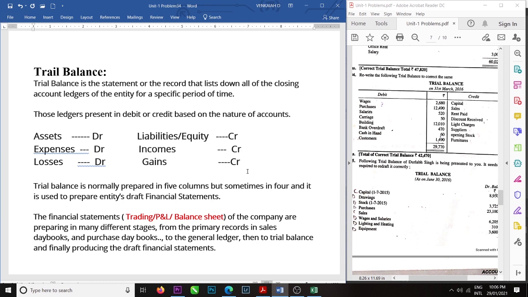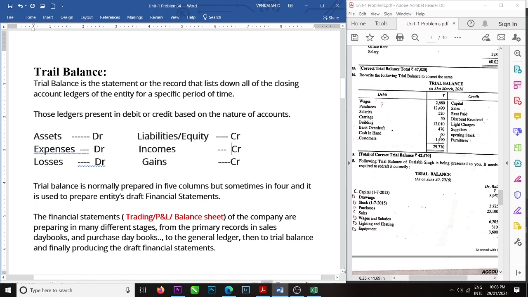Why is the trial balance tallying? Whatever amount we posted to debit, a similar amount we also posted to credit. That's why at any time the debit amount is equal to the credit amount. Debit balances of ledgers are equal to balances of credit ledgers. With the help of the trial balance, we prepare financial statements. Those financial statements are the trading profit and loss account and the balance sheet.